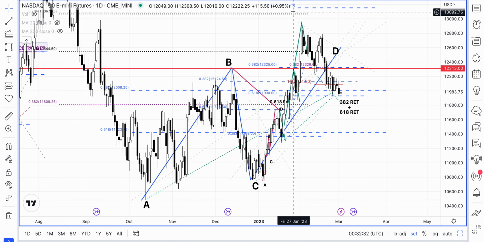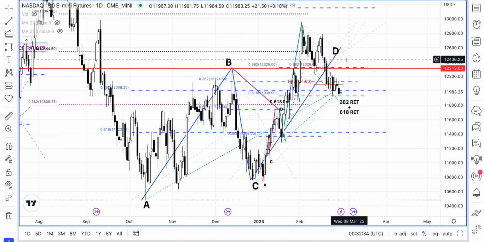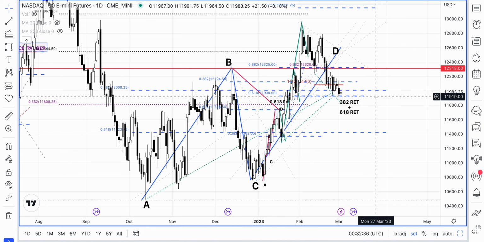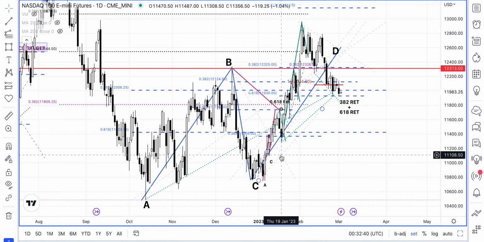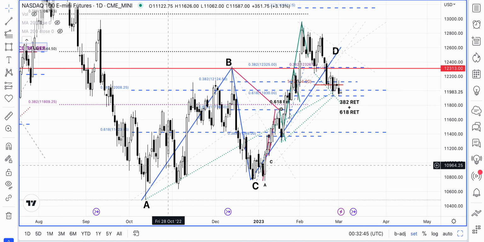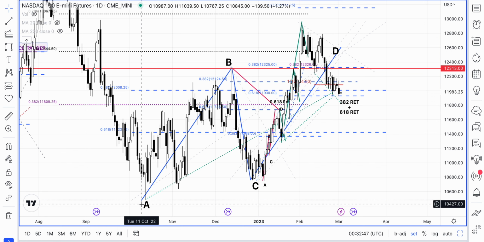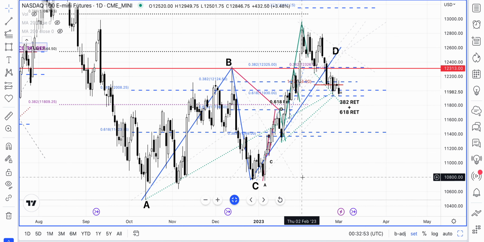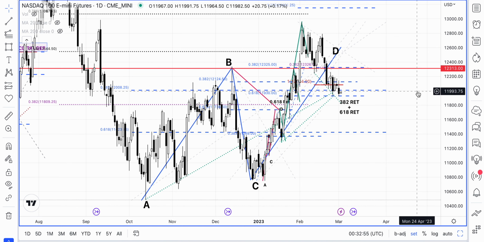hasn't happened so far, and the price has been just declining right into this 61.8% Fibonacci retracement of the lows of 19th of January to the highs of 2nd of February. Also, we do have the 38.2% Fibonacci retracement coming in as a possible support from 13th of October 2022 to the highs of 2nd of February. However, the price did move lower than this 38.2% Fibonacci retracement, but we have this 61.8% here as well.